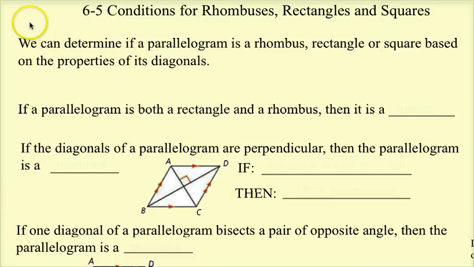This is lesson 6-5, conditions for rhombuses, rectangles, and squares. And Elizabeth, my daughter, is going to be doing part of the video.